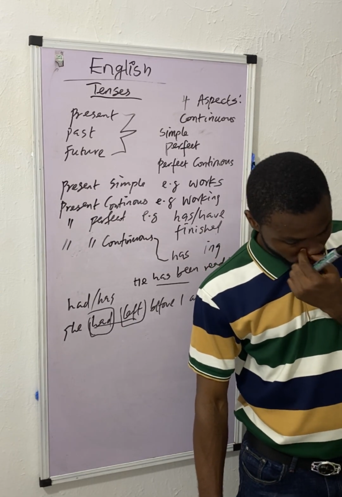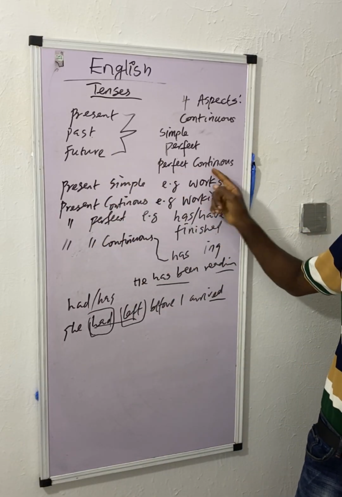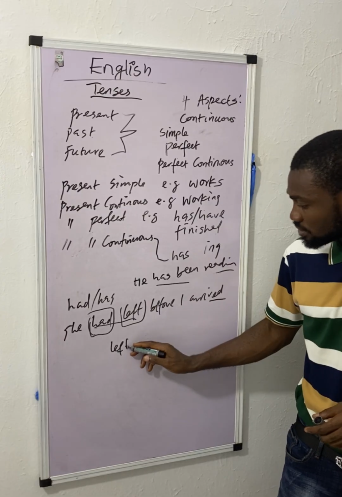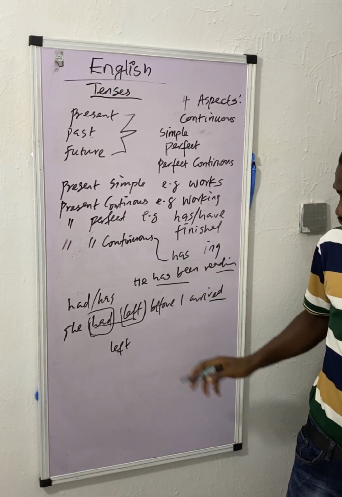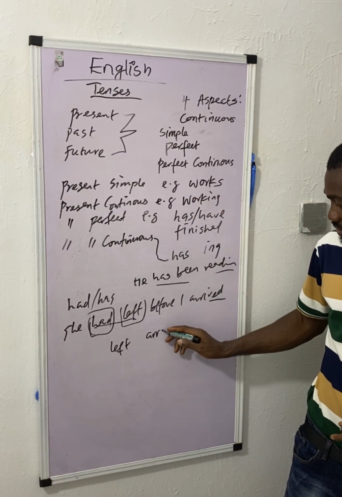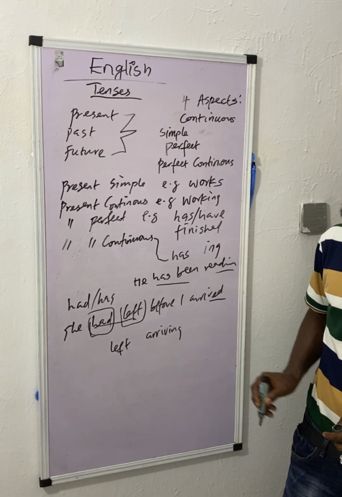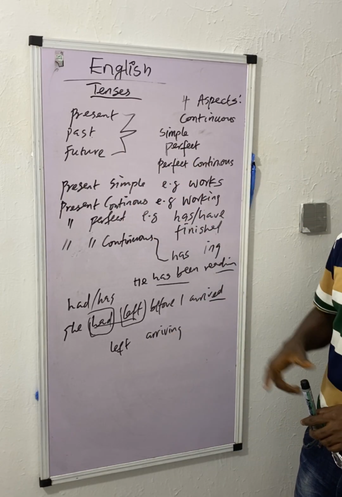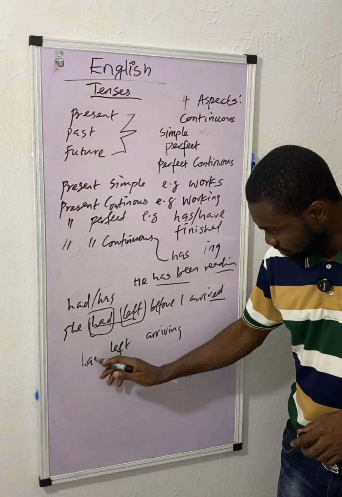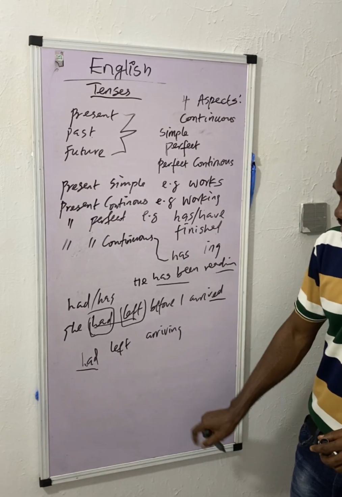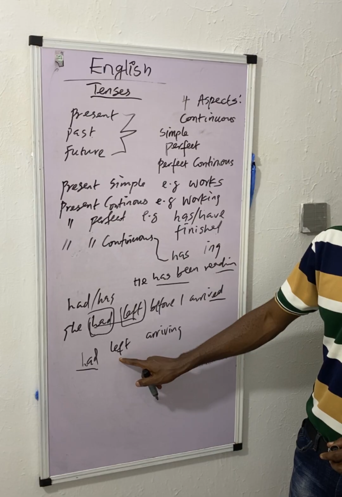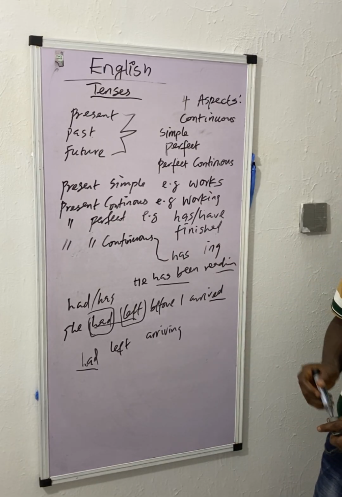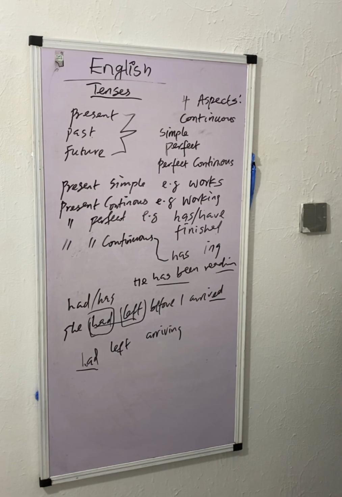Okay. Past perfect continuous. So what do you have to do? You put a past tense, for example, left. You put a continuous, arriving. Okay. You put which other thing? He said past perfect continuous. You put had. Okay. So this one represents what? Perfect. This one represents past. This one represents continuous.